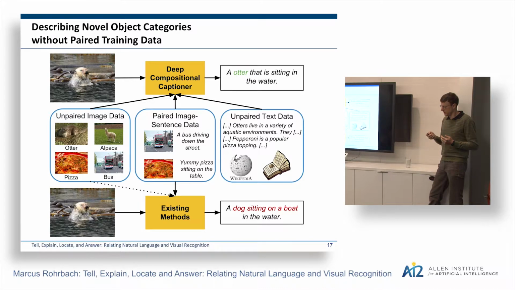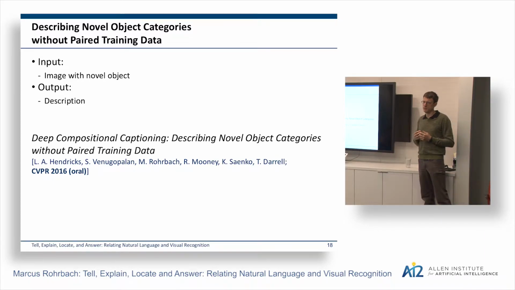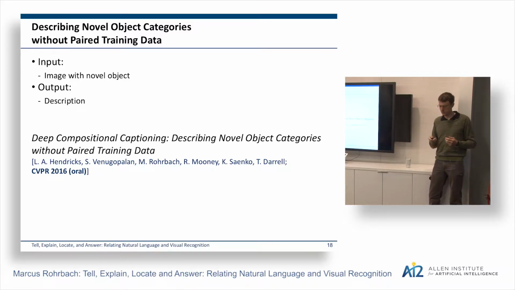So let me summarize what we want to do. We have an image with a novel object which hasn't been seen at training time, and we want to generate a description about this object. How do we model that?